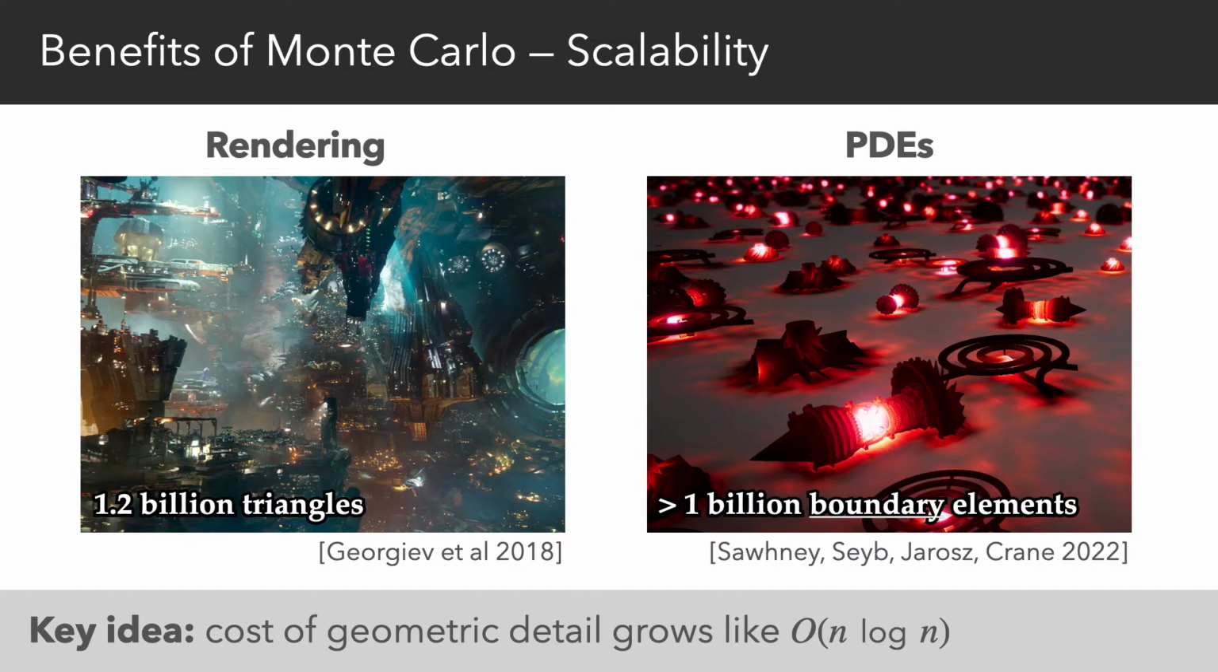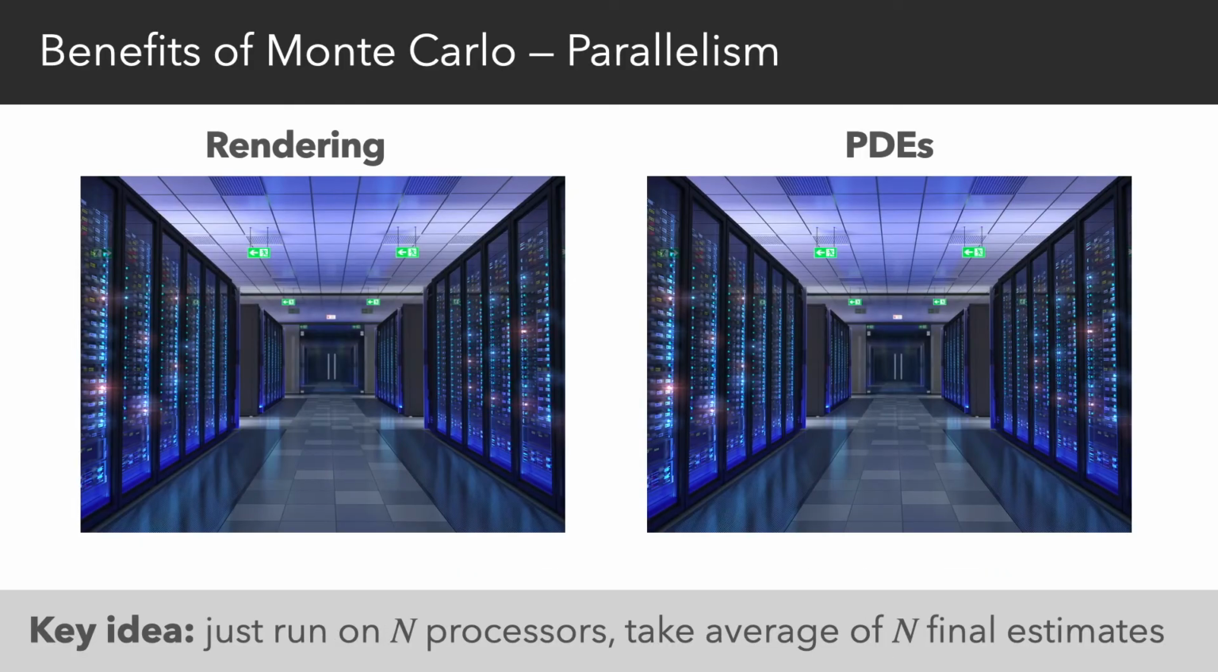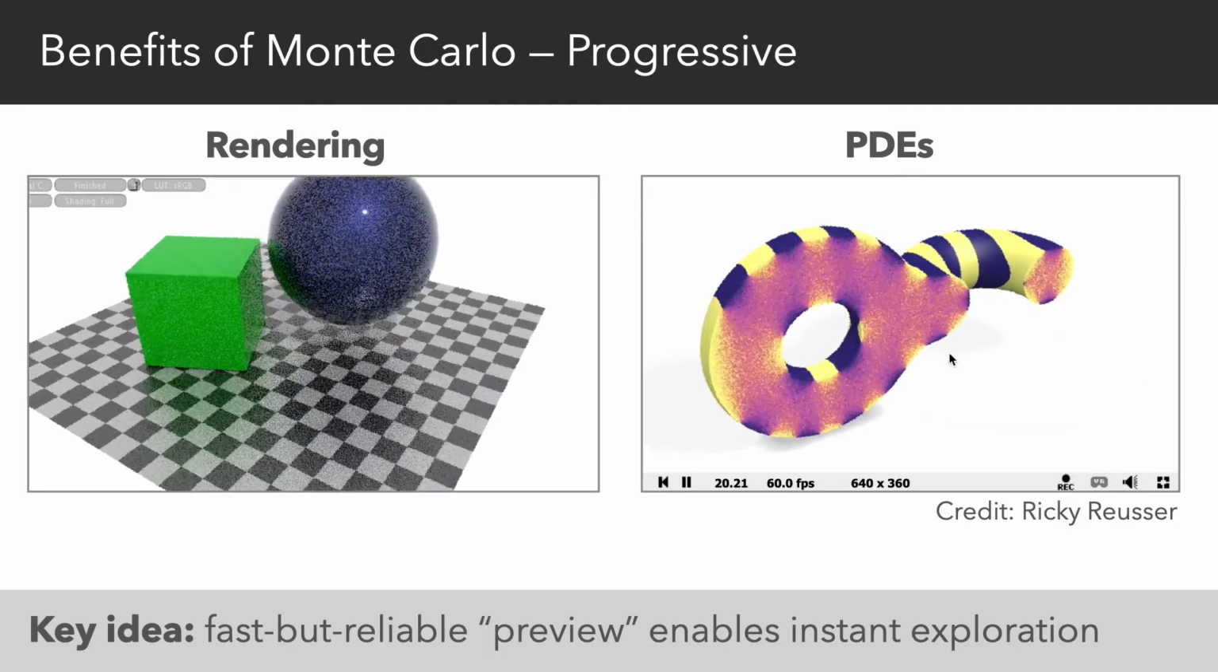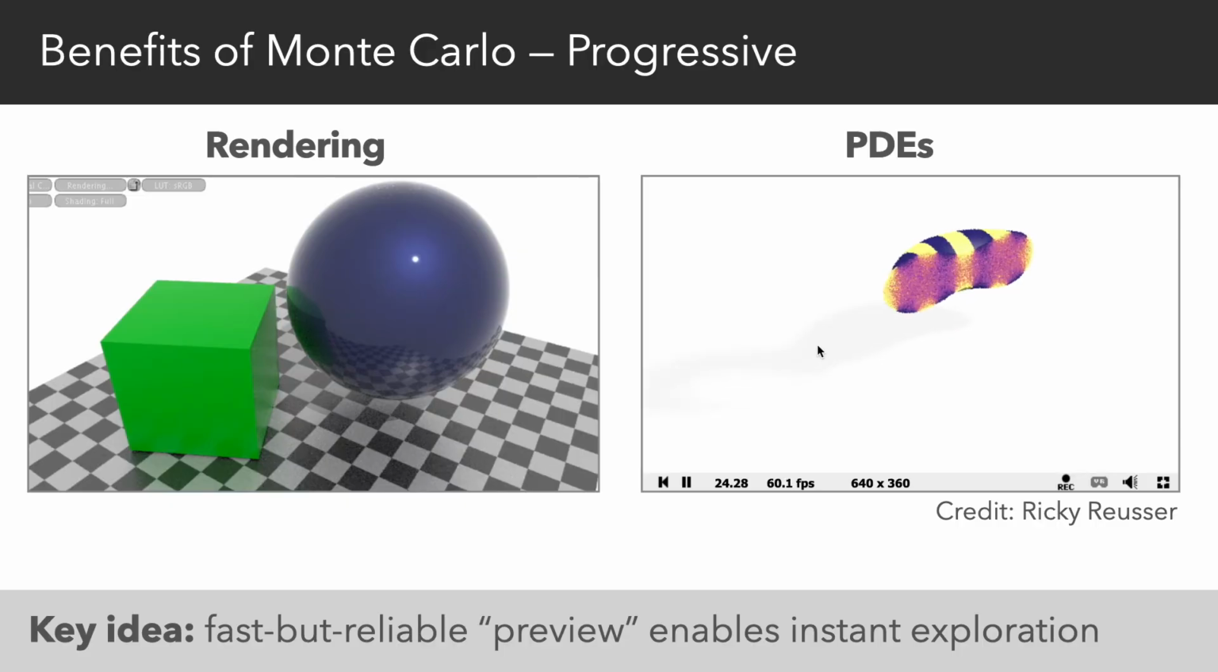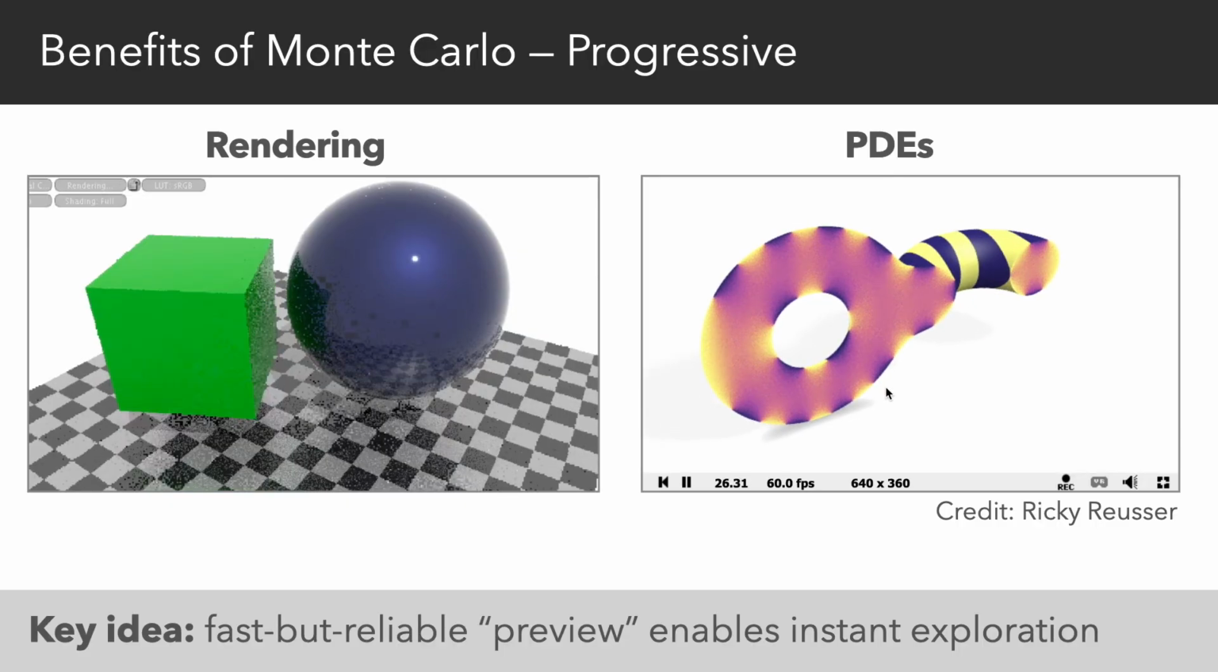The cost of adding geometric detail grows like n log n, and this means that we can scale to problems with billions of effective polygons using techniques like instancing. And just like rendering, we get perfect parallel scaling by averaging results from n different processors. And we can immediately get a progressive and view-dependent preview of the solution by taking just a few samples.